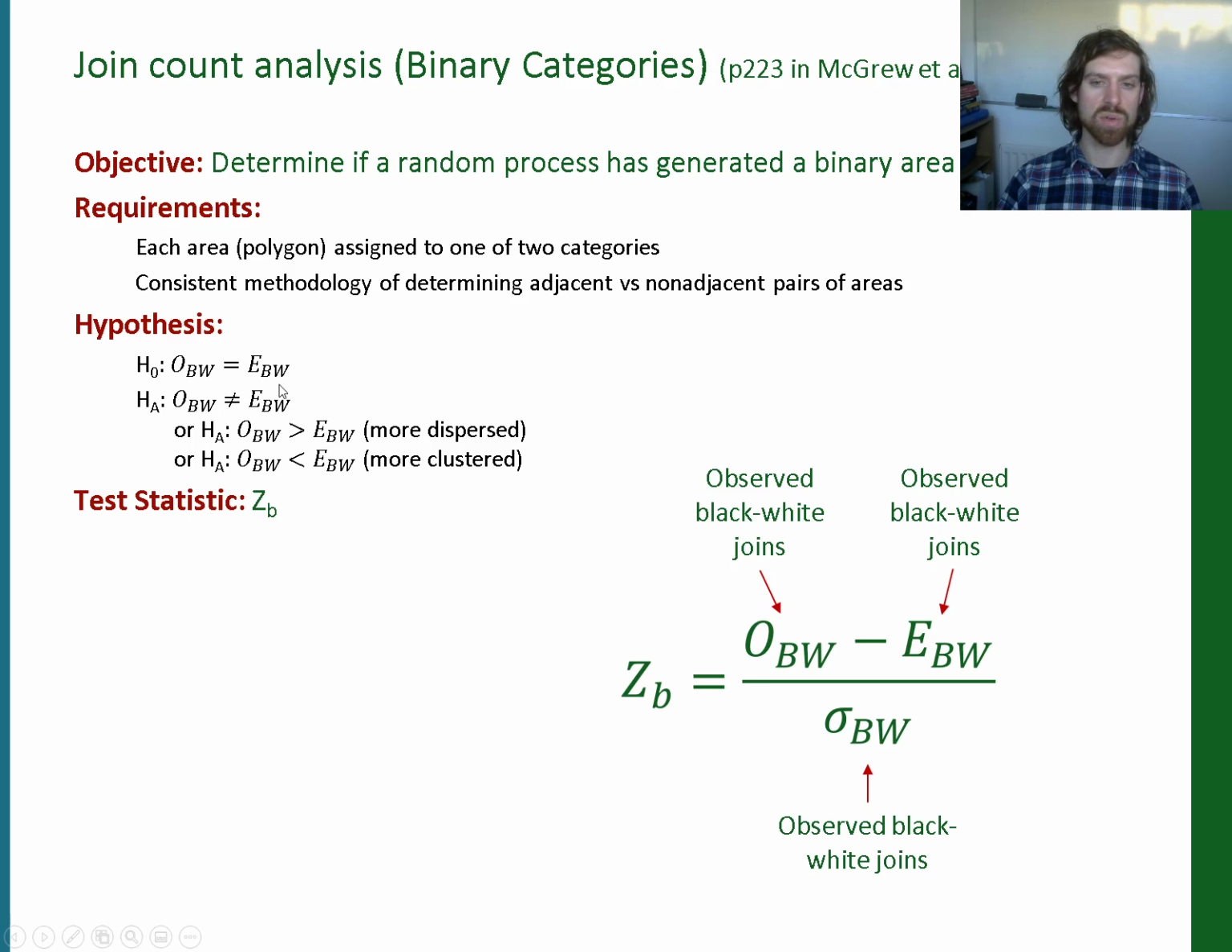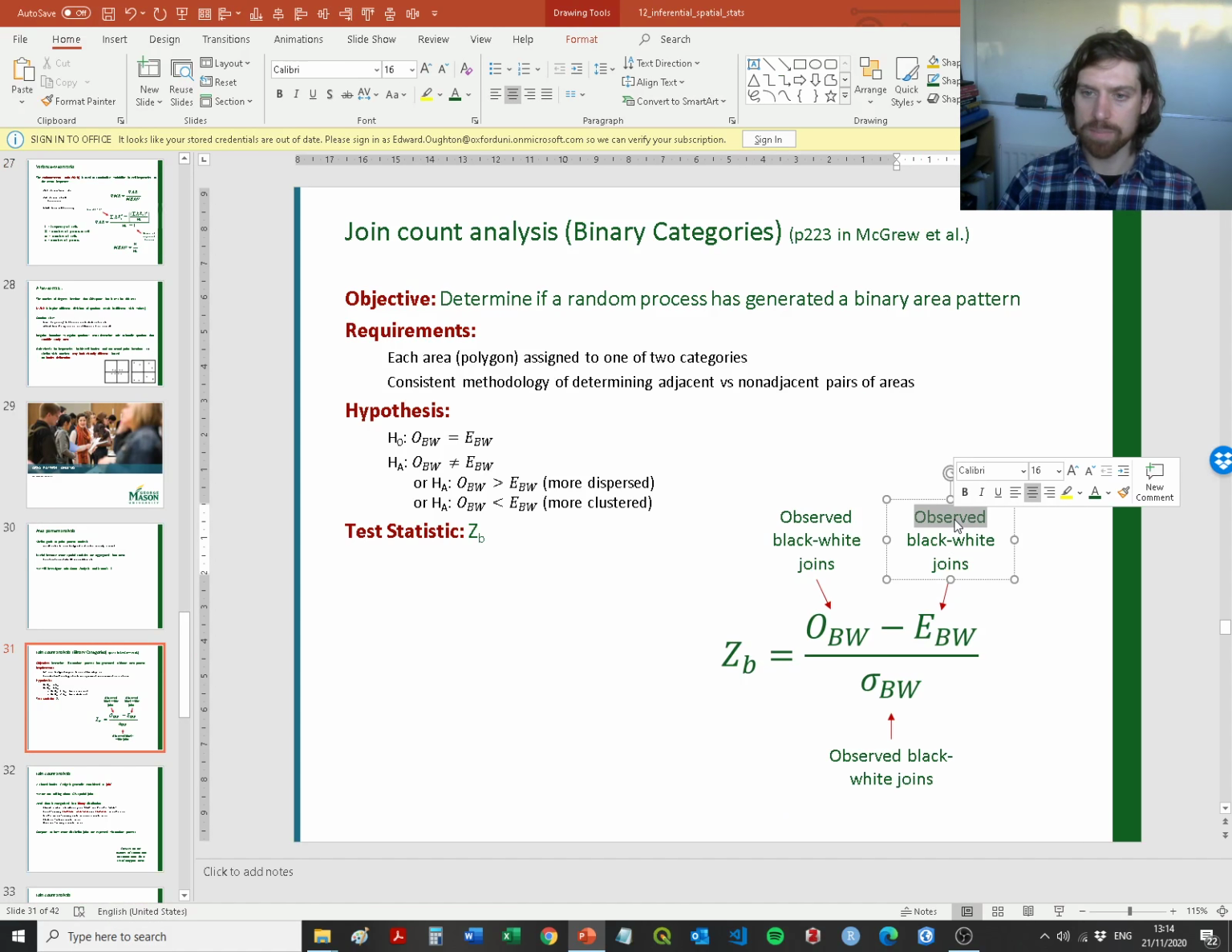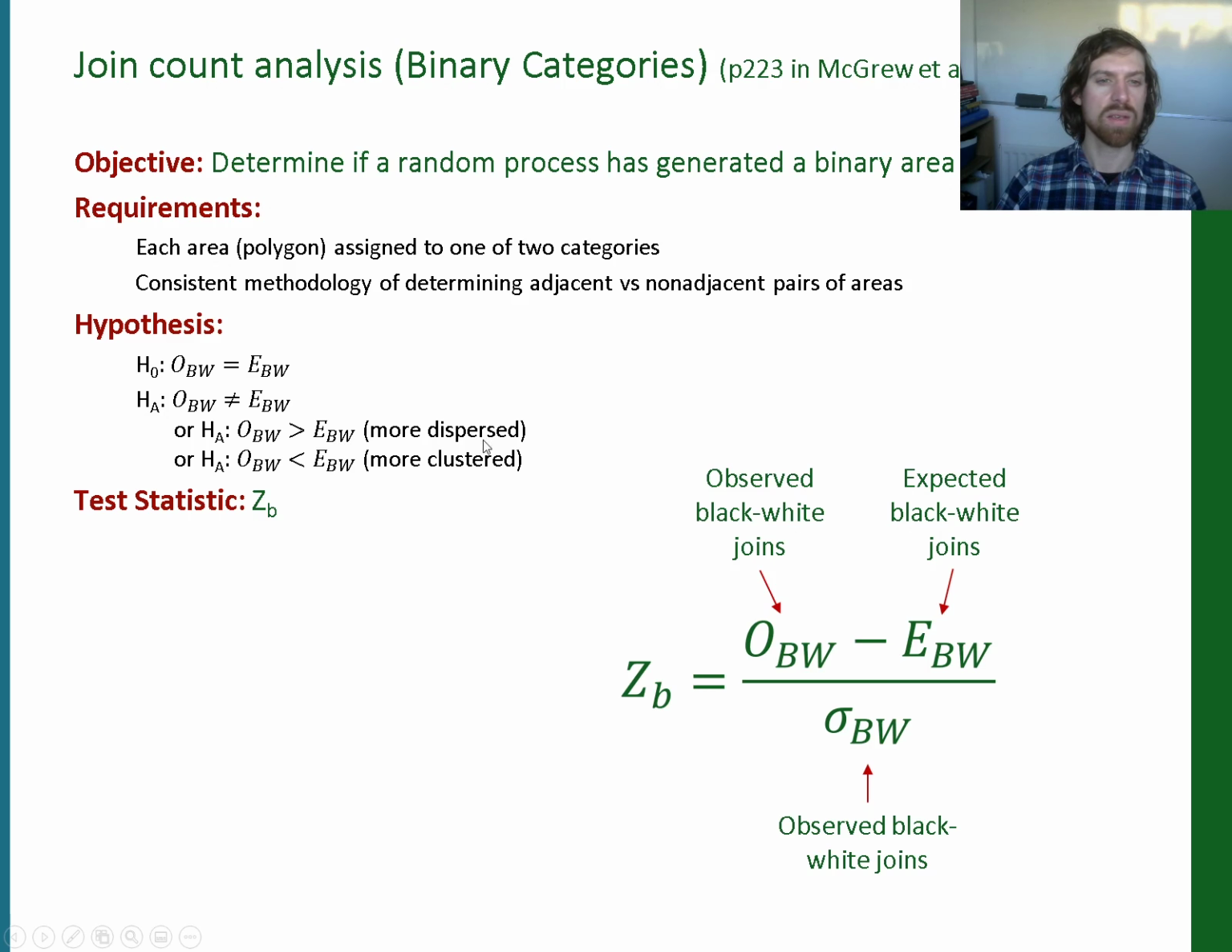So a null hypothesis would be that the observed joins is equal to the expected joins. So sorry, apologies, I just noticed I need to correct this. So that's how we would get the null hypothesis. In contrast, we have the alternative hypothesis, where we would say that the observed joins are not equal to the expected joins, okay? That's for a two-tailed based approach, or we could have a directional one-tailed approach.